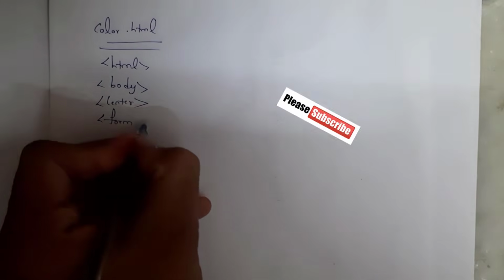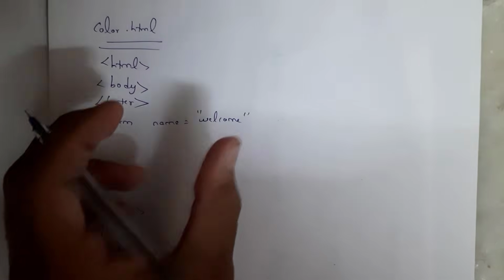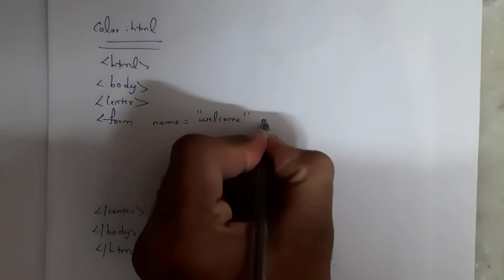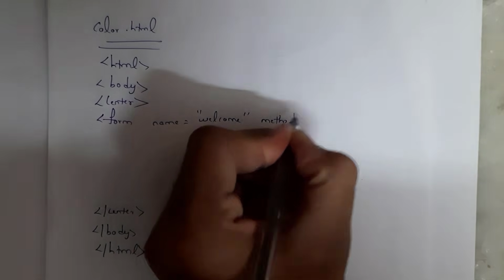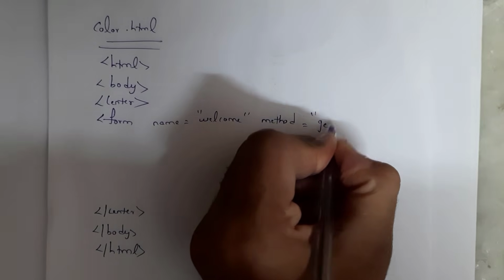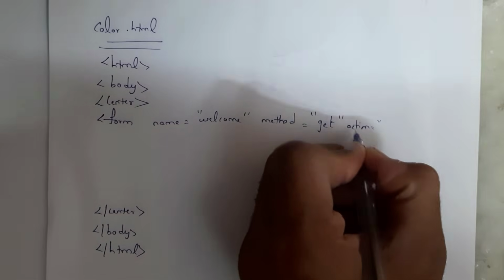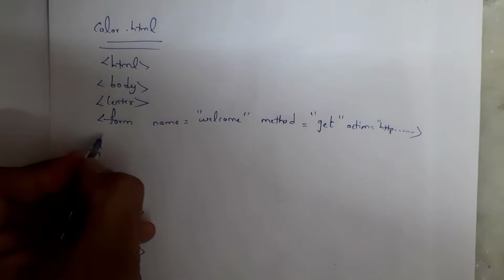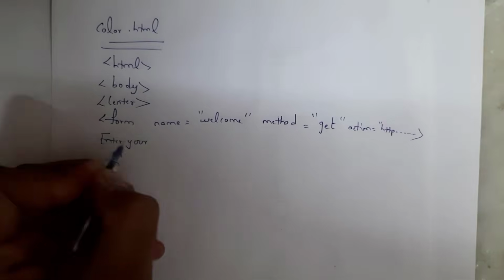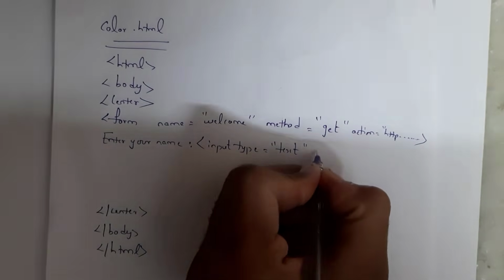So open the form tag. I am giving the form name as welcome. This is the form name which I have given, and the method is get. I am using the get method, and action is the URL. In action, we need to paste the URL. After that, enter your name. Input type is text, and name is name.